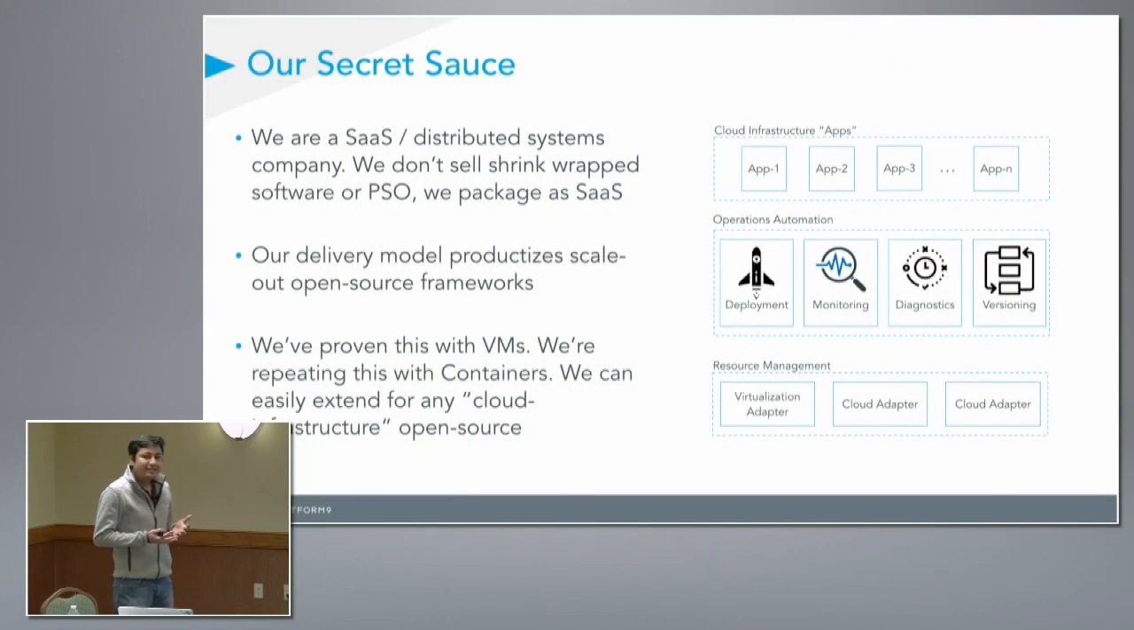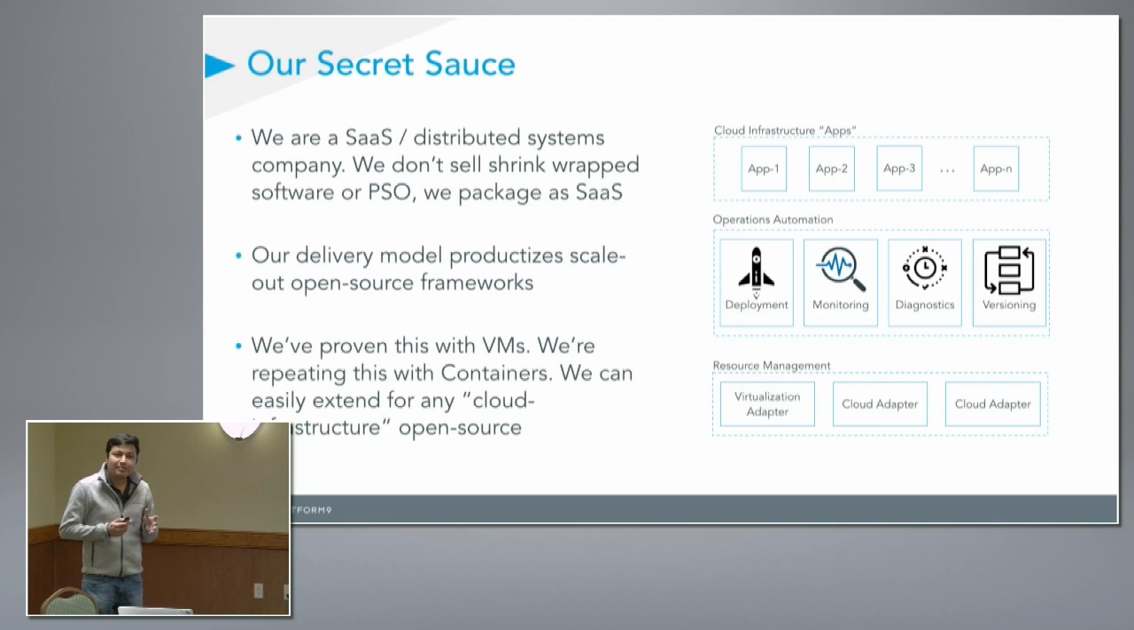So our DNA is that of a distributed systems company. We don't build or sell shrink wrap software. We don't build on top of a professional services organization. We provide SaaS managed products. Now, we proved this out over the last couple of years with our managed OpenStack offering. We've repeated that model with managed Kubernetes. And we've gotten to the point where we can deliver these kind of cloud infrastructure frameworks as SaaS products fairly quickly. So our delivery model productizes these kind of scale-out open source frameworks.